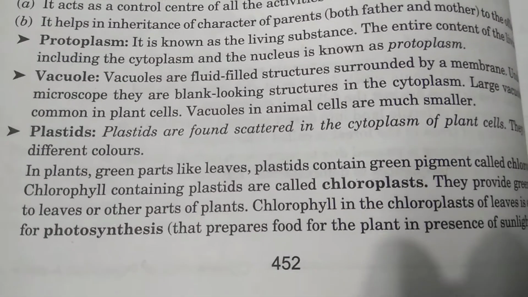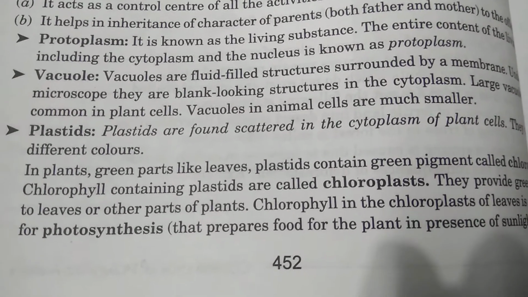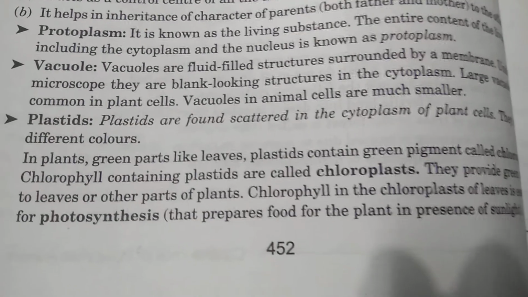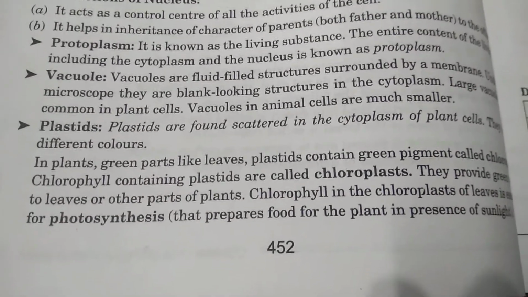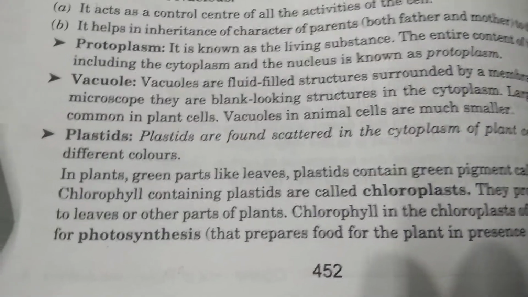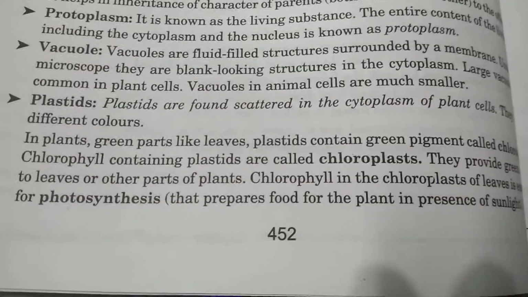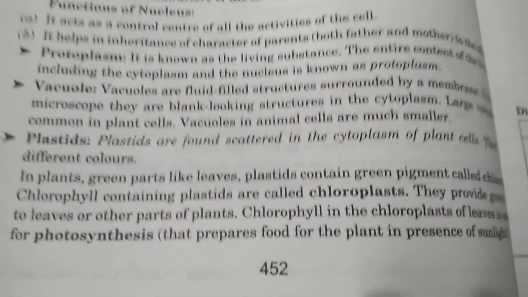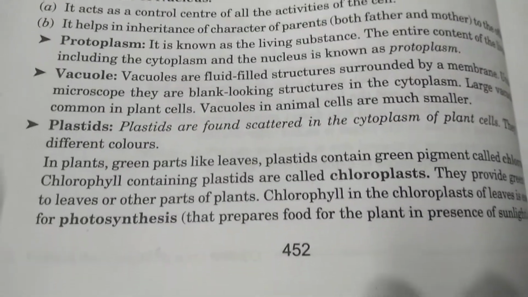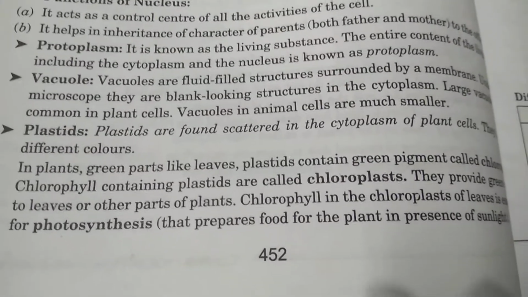Protoplasm. It is known as the living substance. The entire content of the cell, including cytoplasm and nucleus, is known as protoplasm. So what is protoplasm? Cytoplasm and nucleus come together to form protoplasm. Vacuole. A vacuole is an empty space. Vacuoles are fluid-filled structures surrounded by a membrane. Under the microscope, they are blank-looking structures in the cytoplasm.